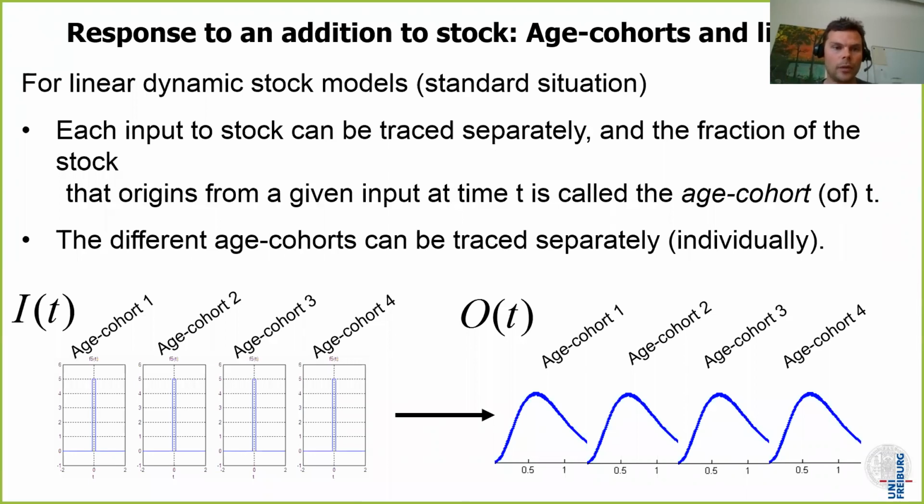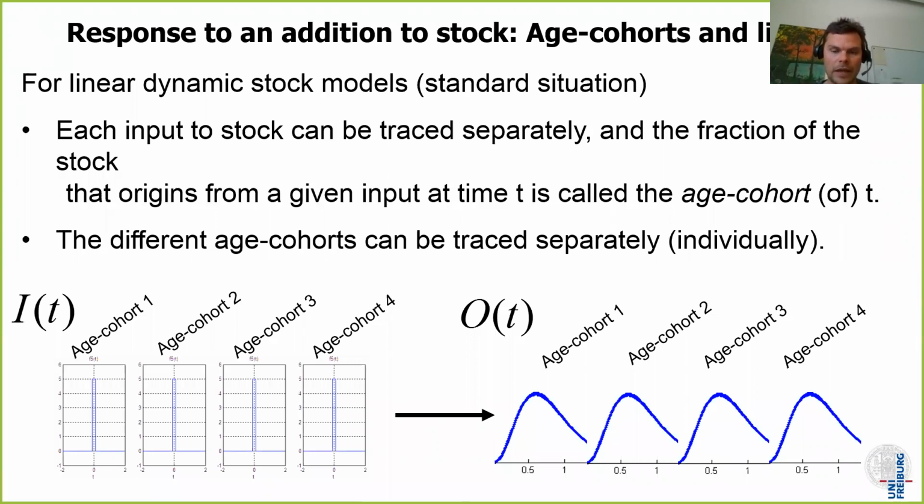So if we have an inflow in the first year, it will create a certain outflow. And if we have an inflow in the second year, it will also create a certain outflow that's maybe time shifted. And to get the total outflow in the future year, we just add up all the contributions of the different age cohorts that were consumed previously. So this is one of the main principles.